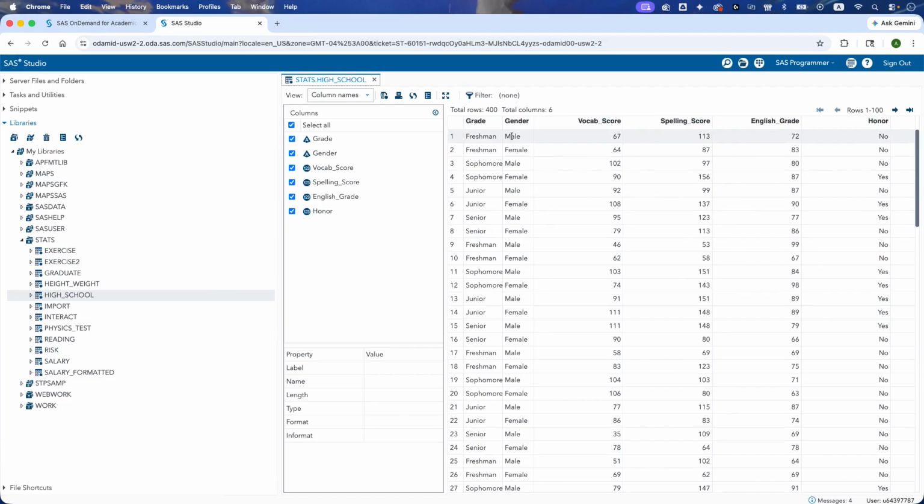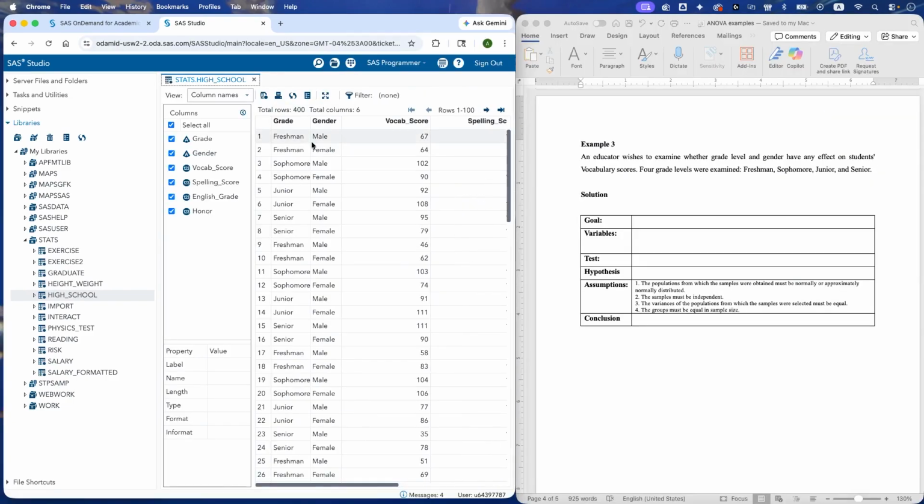And as we said, these 3 variables are continuous. We don't care about spelling score right now, or English. We just want to look at the vocab score. This English comes from both of these two, I guess, like an average or something like that, but we're going to speak about this later. Now let's focus on the vocab score. The question is, we would like to see how grade and gender, both together, affect the vocab score.